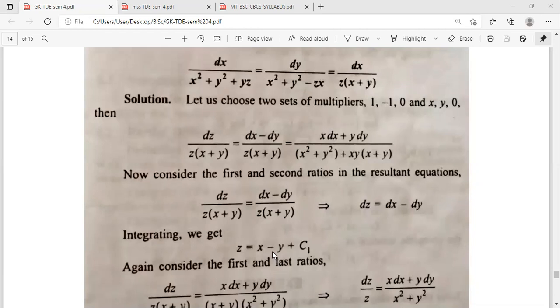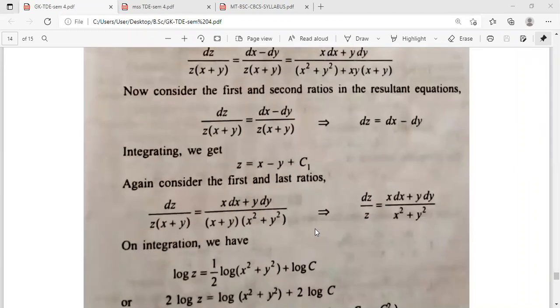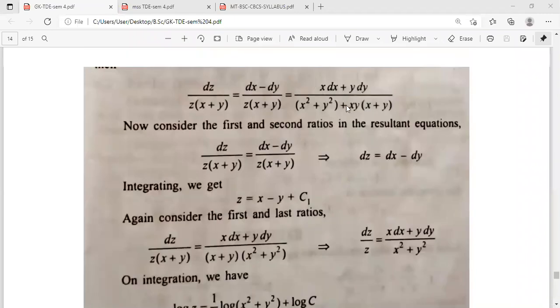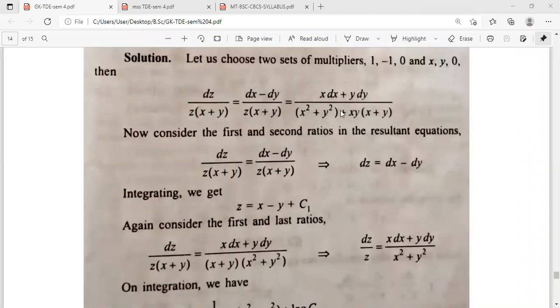Now which method are you using? Here you are using the method of grouping. In the first case you used a set of multipliers, and then you use the method of grouping. Now here you take dz by z into x plus y equal to x dx plus y dy. You see, there is a plus sign here. This is a print mistake. This is how to remove it: you have to remove that plus xy and write it there. You do this by simplification on paper so that you can get that.